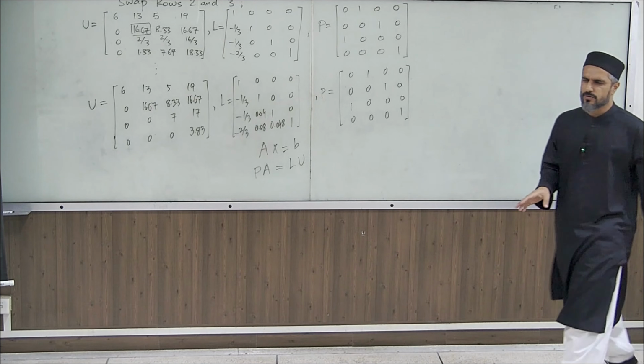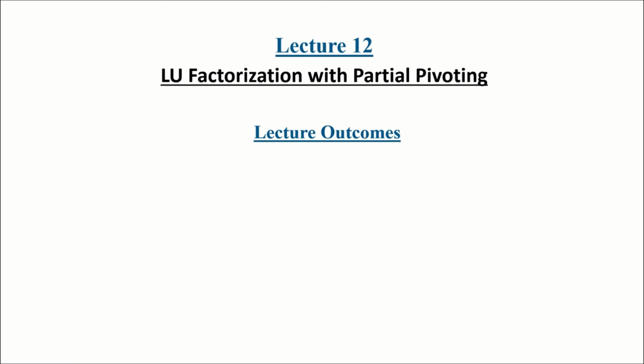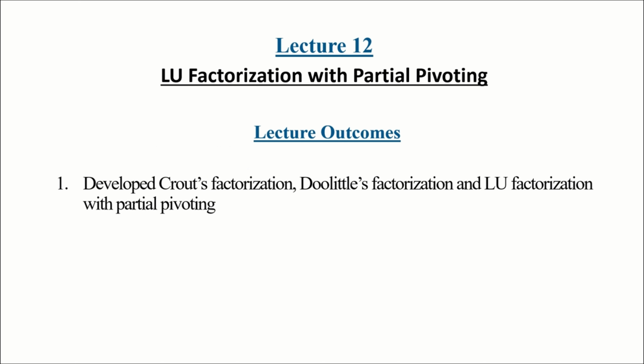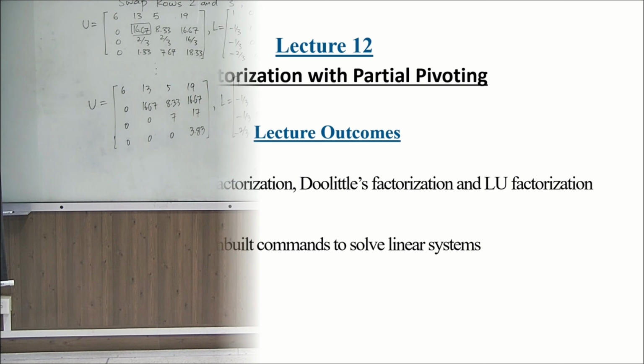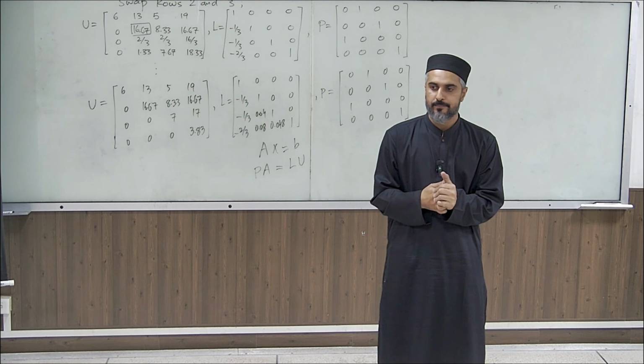But just to conclude this lecture, in this particular lecture we were able to identify the significance of rounding and partial pivoting. We have learned about the traditional LU factorization, that is the Crout factorization or Doolittle factorization, and then we modified it with the pivoting strategy. So thank you so much.